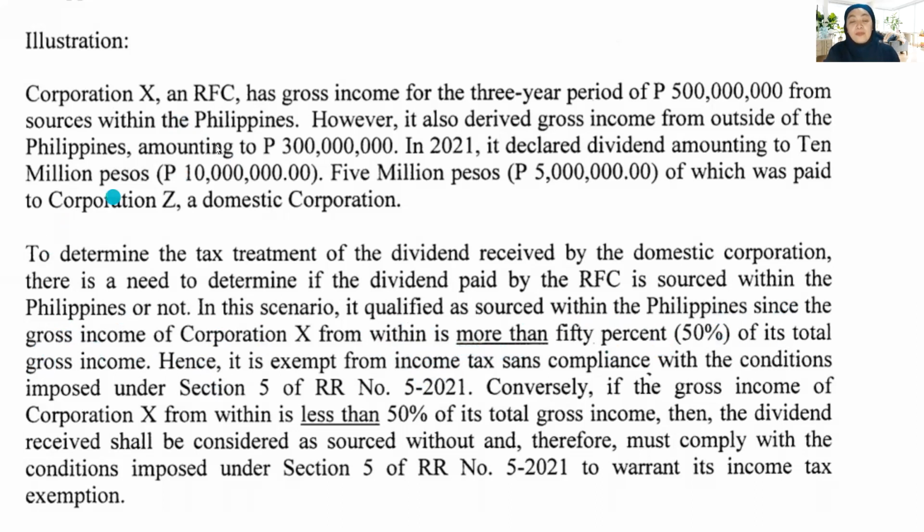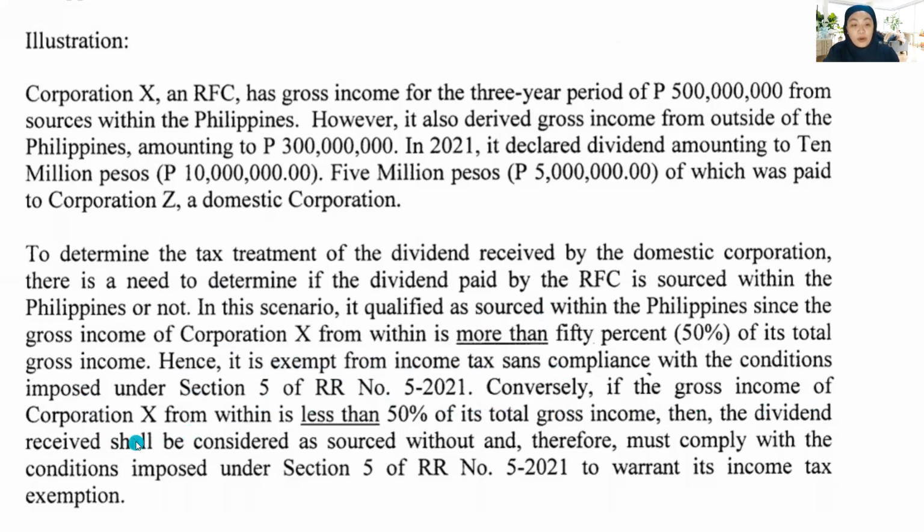So you have to compare, okay, to be considered as sourced within the Philippines, you have to compare the different sourced income of this foreign corporation, which portion of that is sourced in the Philippines. So if more than 50% of its total gross income is sourced from the Philippines, then the rule is that it is exempt. No? So the dividend income received by the domestic corporation, Corporation Z, is exempt from income tax, even without compliance with the condition. Okay.